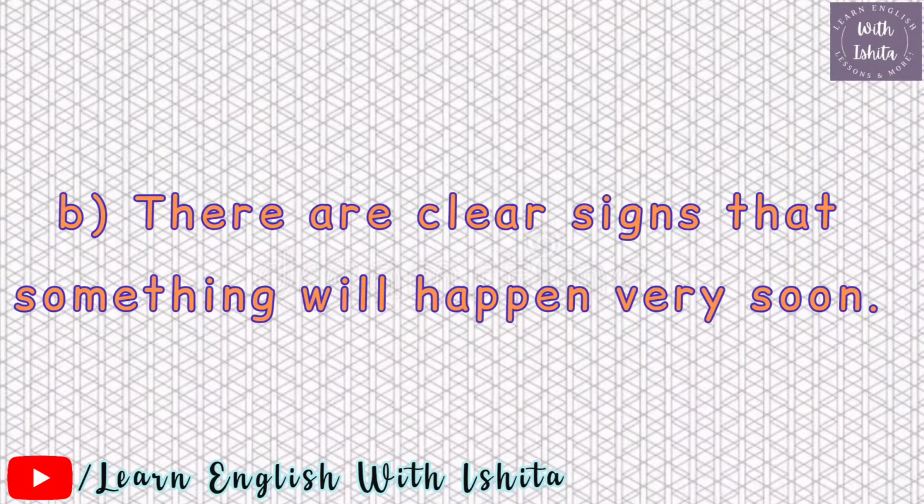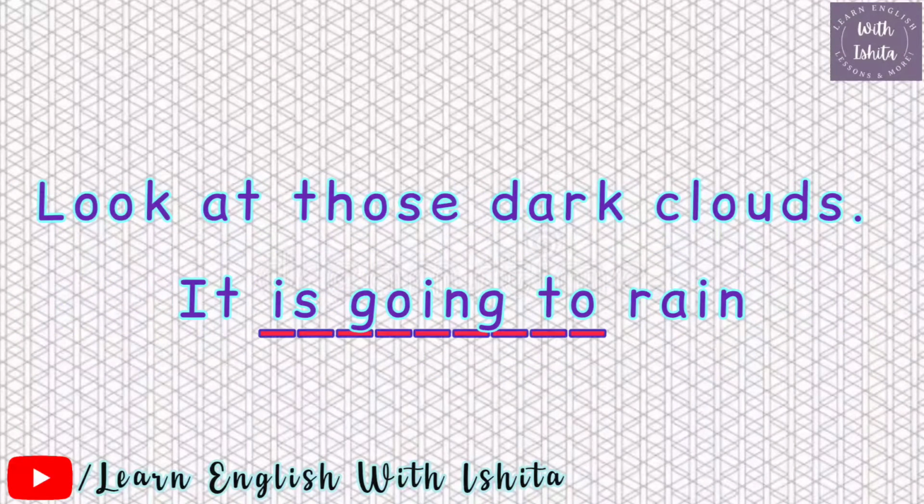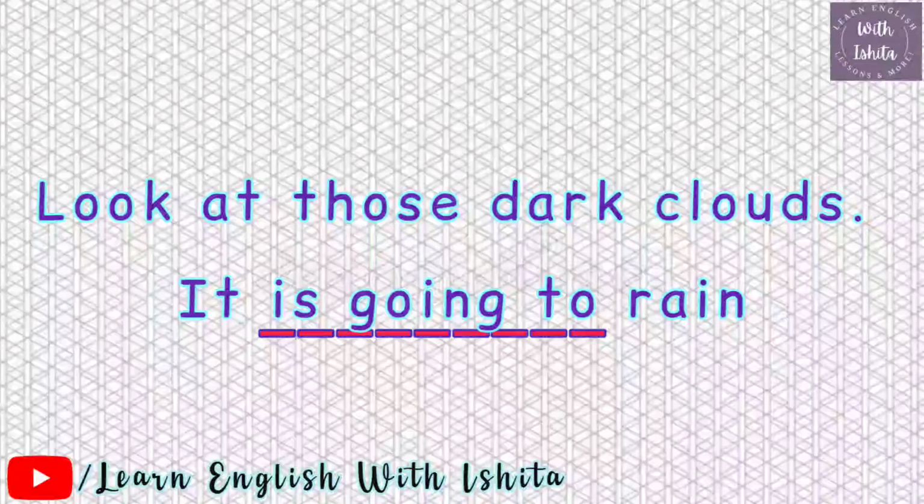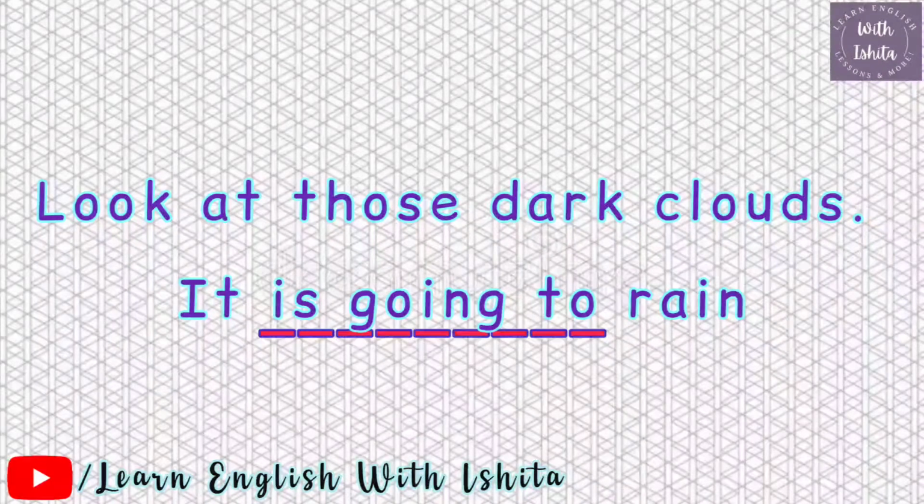Let's solve the examples. Look at those dark clouds. It's dash rain. In the sentence we can use it is going to rain. Look at those dark clouds. It is going to rain.